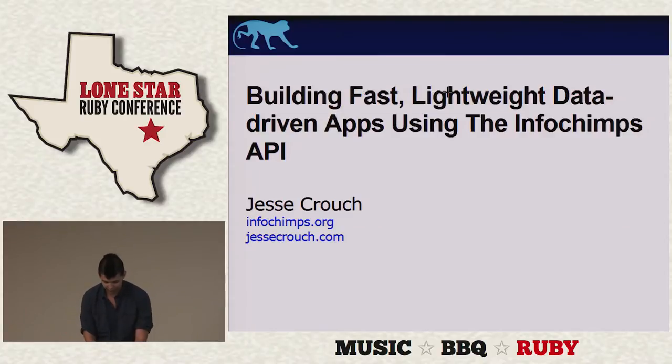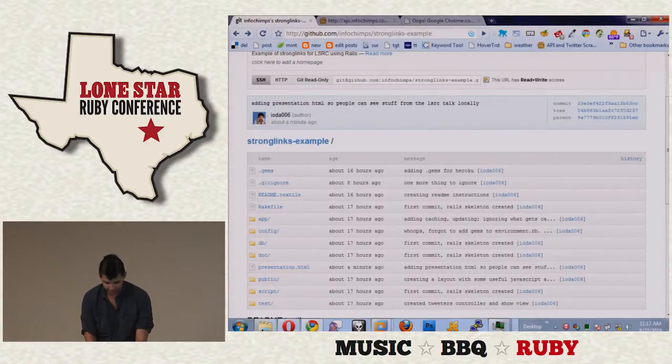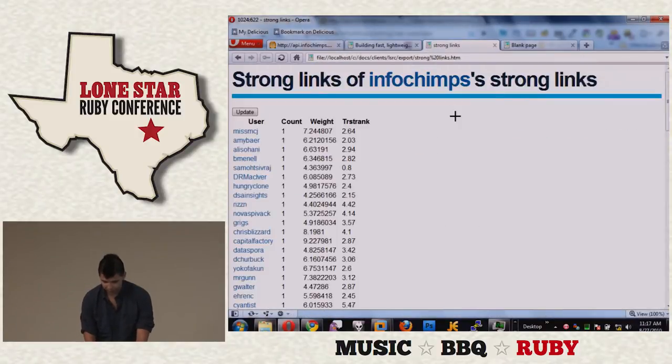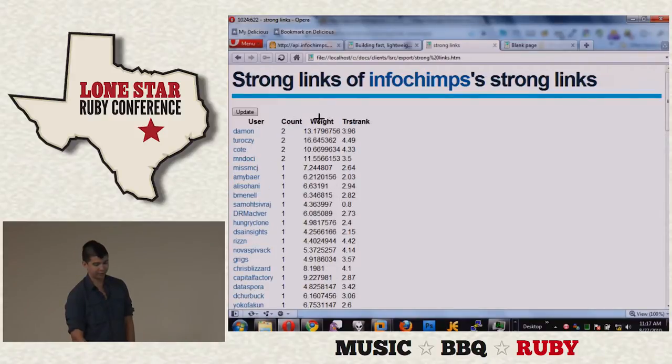I want to show you what the app is going to look like in the end. We're going to build something like this. It doesn't look like much right now, but this is actually really cool. We've got a list of users over here, and we can sort by count and weight. This is a list of a network, and that's something you currently can't do on Twitter very easily.